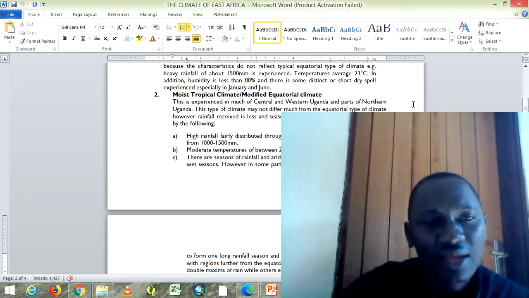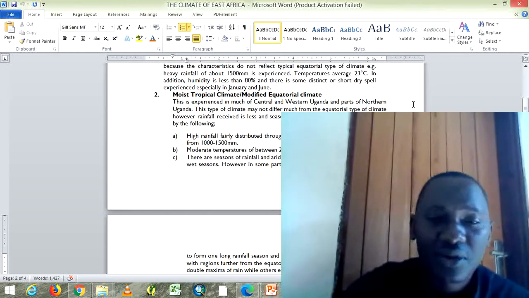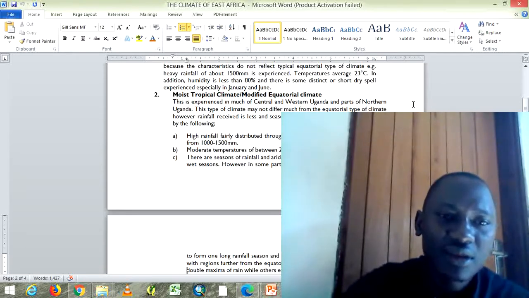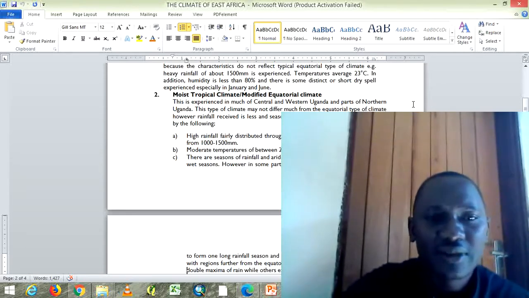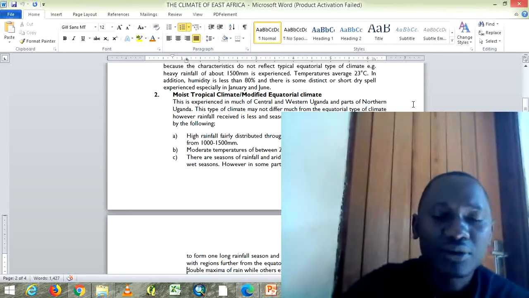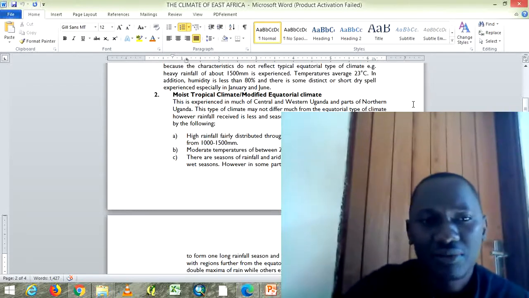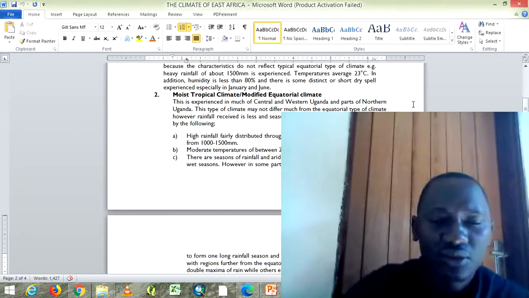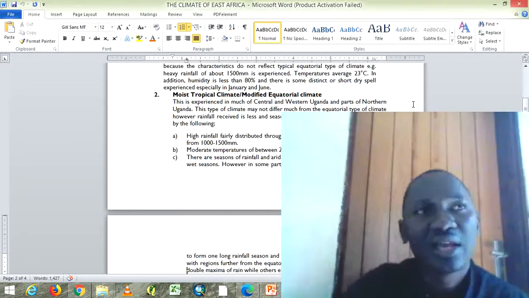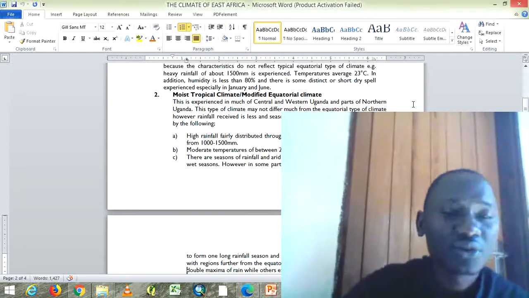So the other climatic zone we have in East Africa is the moist tropical, or what we call modified equatorial. And just like the name suggests, modified equatorial means there is impact of man being felt in these areas. This type of climate may not differ much from the equatorial type of climate. However, rainfall received is less. So the definition here is based on the amount of the rainfall totals.